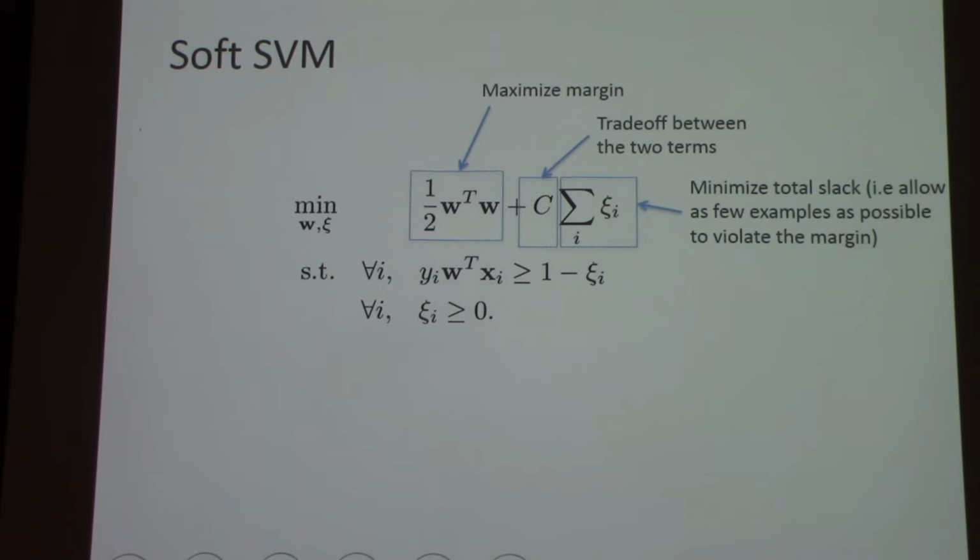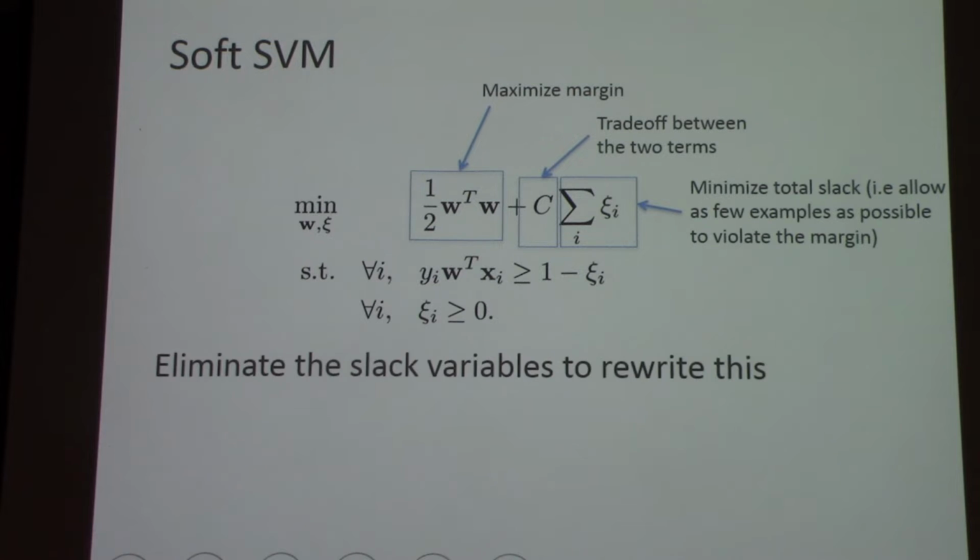So we'll write a new optimization problem whose optimum W will also be the optimum W of this one. And if that shows up, we should be happy, right? Because all we care about is finding a weight vector. To do that, we can use some algebra to eliminate all the slack variables.